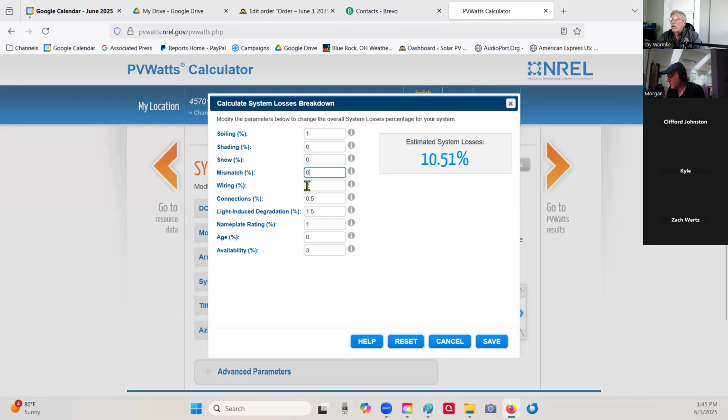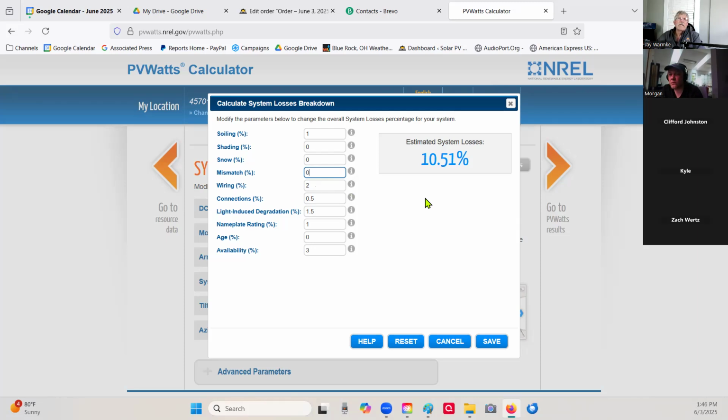Then wiring, that's voltage drop. So it's saying 2% voltage drop. Remember, we wanted 2%, no more than 5%. There's going to be some loss due to connections. All of the different hardware, every time you make a connection has a little bit of loss. 0.5%'s not bad. Then they have light-induced degradation, LID.